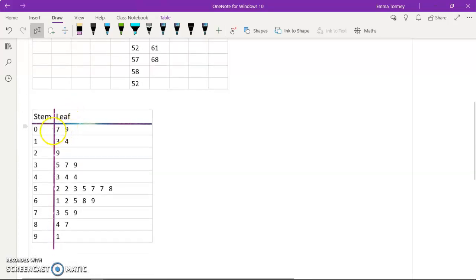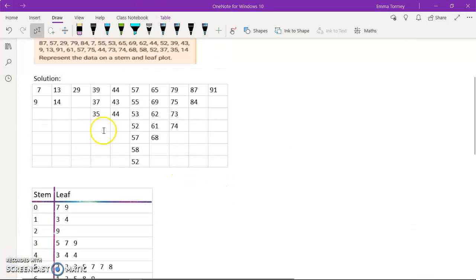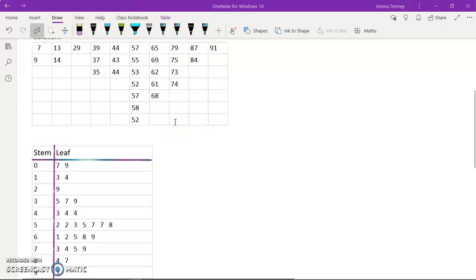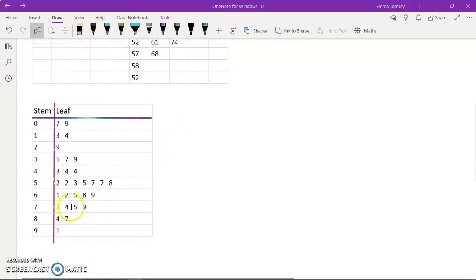Now, just quickly check, how many should I have? 30. So 1, 2, 3, 4, 5, 6, 7, 8, 9, 10, 11, 12, 13, 14, 15, 16, 17, 18, 19, 20, 21, 22, 23, 24, 25, 26, 27, 28, 29. Oh, I am missing one. Let me pause this and check. I went back and checked all the numbers, and I found out that I was missing a 74. I hadn't put it in, so I stuck it in there, and I was able to put it in here. I'm making sure that we're in order here.